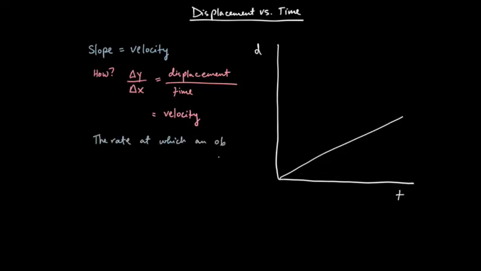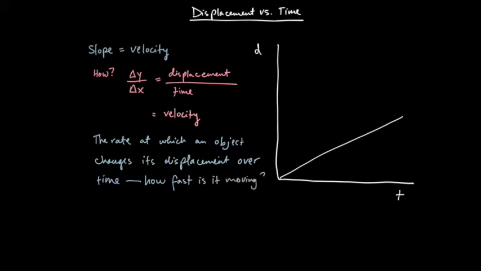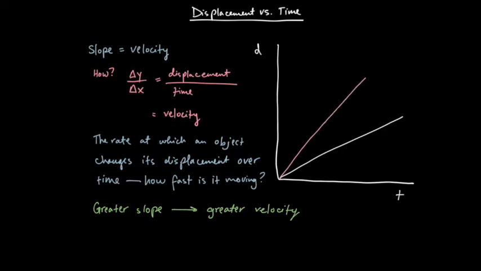What this means is that this is the rate at which an object changes its displacement over time. So how fast is it moving? How fast is it changing its displacement over time? And one thing about the slope is that the greater the slope, this translates to a greater velocity. So if we draw another line here to show a greater slope, and we compare the two lines, the pink line is faster, whereas the white line is slower, showing the differences in slope, meaning the differences in speed.